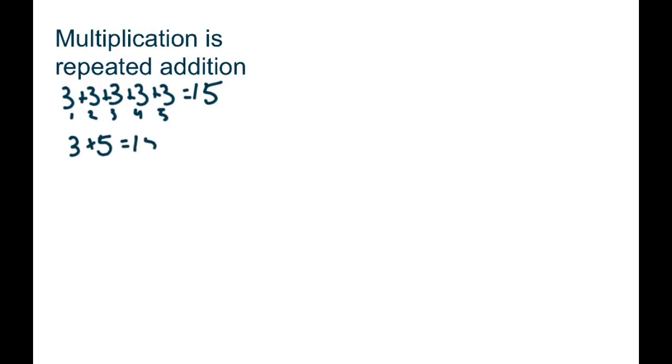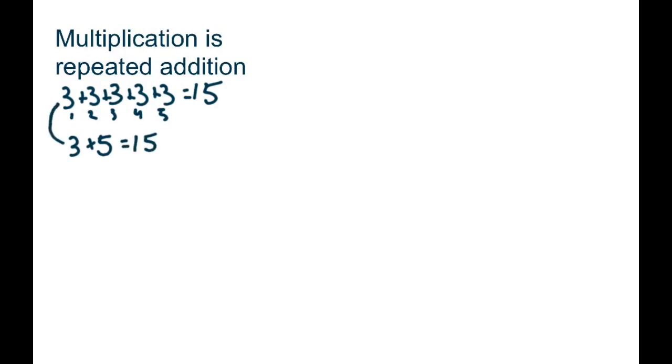But then addition got a little more complicated. You might have things like 3 plus 3 plus 3 plus 3 plus 3. We can see that there's 1, 2, 3, 4, 5 threes, so we know that equals 15. But is there an easier way to write that? Yes, there is. We could just write 3 times 5, which we know also equals 15.